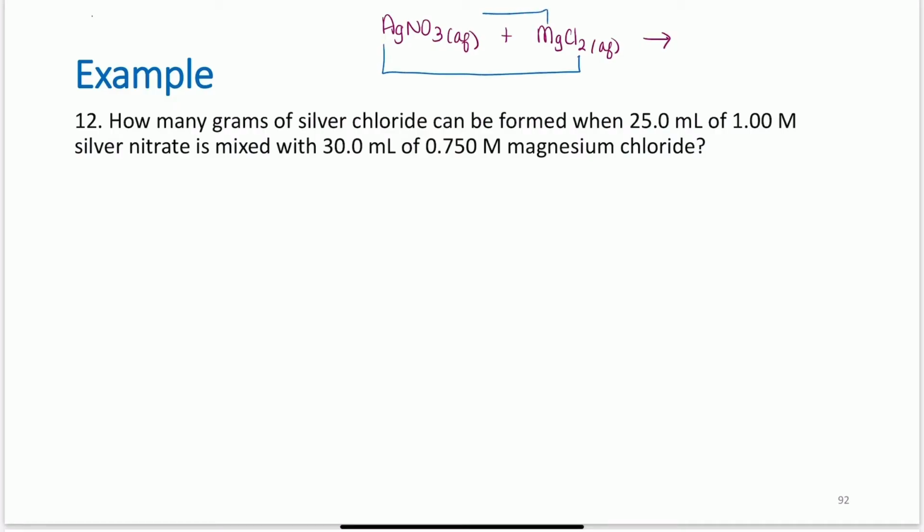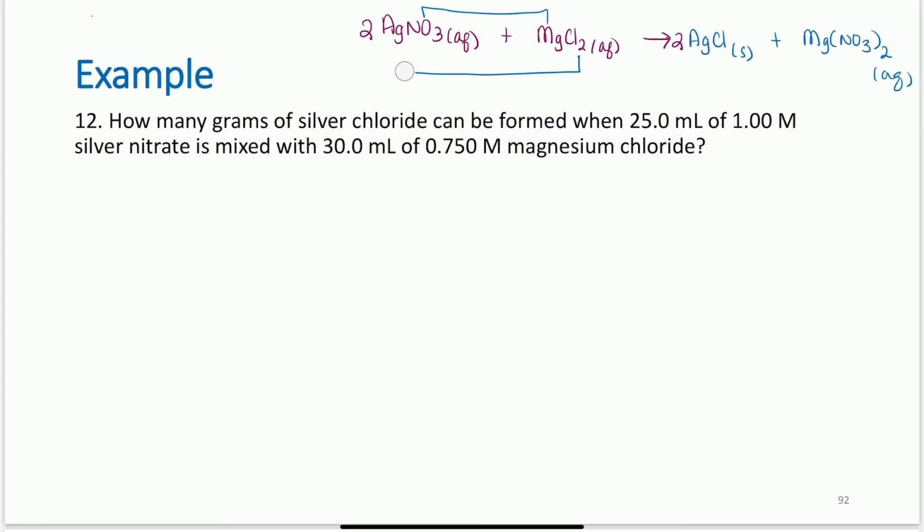There's my silver chloride, and I'm also going to form magnesium nitrate. Silver chloride will be solid, it is insoluble, and magnesium nitrate is soluble. Let's go ahead and balance our equation. I need 2 nitrates, 2 silvers, and that gives me 2 chlorides as well. So now my reaction is balanced.